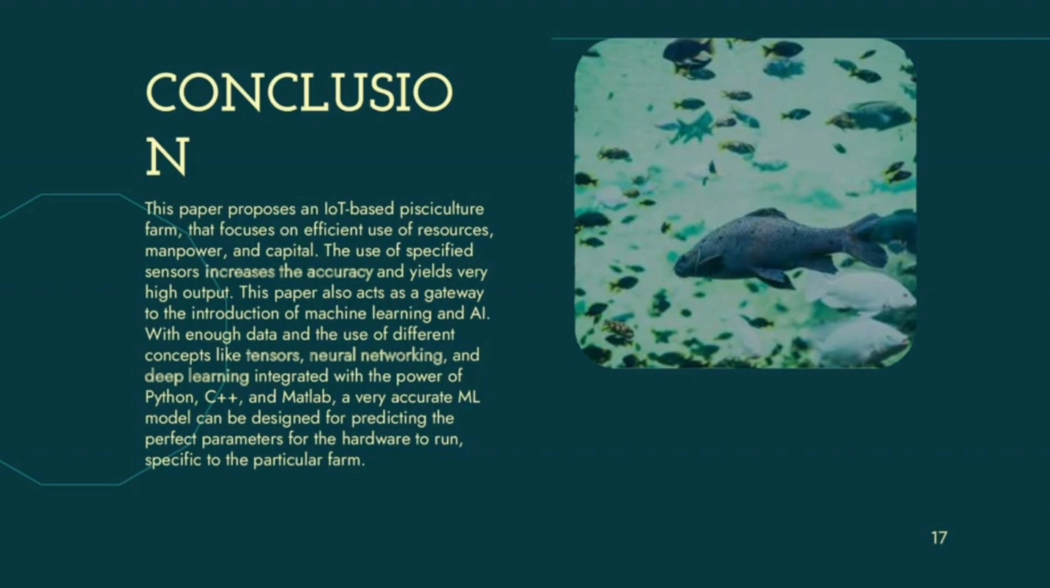This white paper also serves as a gateway to deploy machine learning and AI, using enough data and different concepts such as tensors, neural networks, deep learning, etc., and integrating with Python, C++, and MATLAB capabilities that provide the best parameters for the predicted data. Using languages like Arduino and C++, farms can be fully automated without the need for a large staff. However, there still remains the issue of collecting, cleaning, and processing data that should be accurate in order to predict further evolution of the parameters.